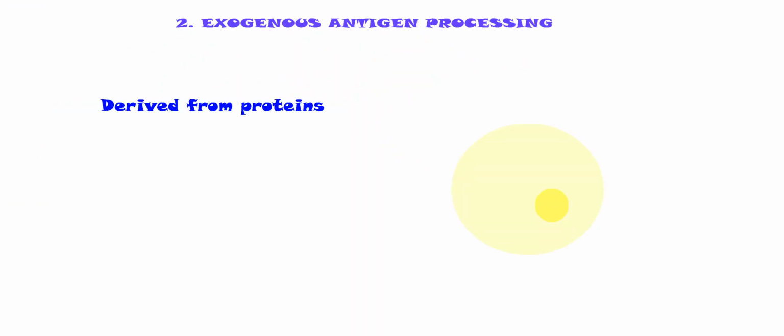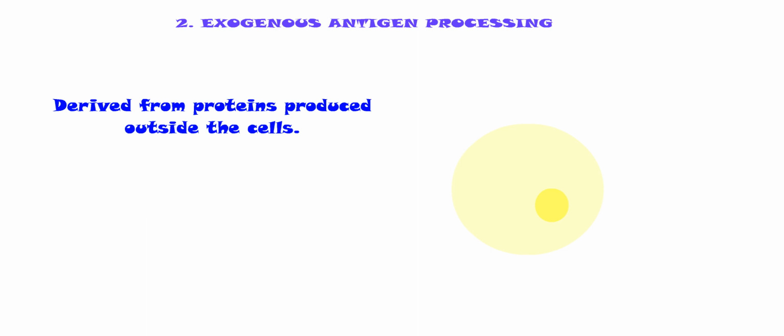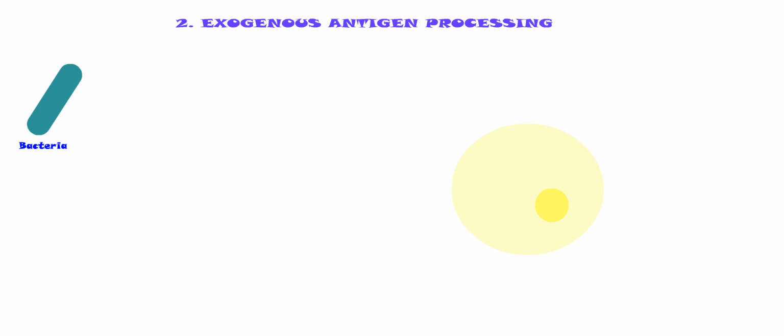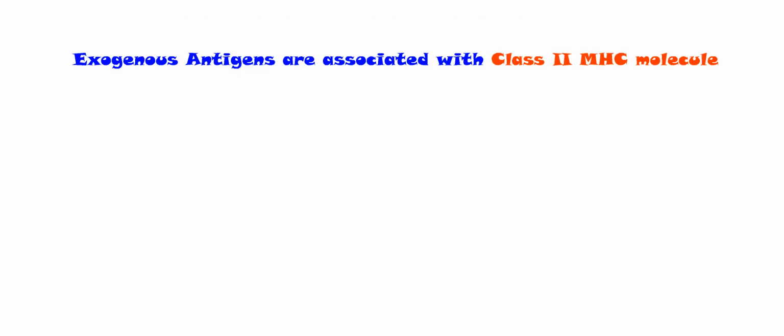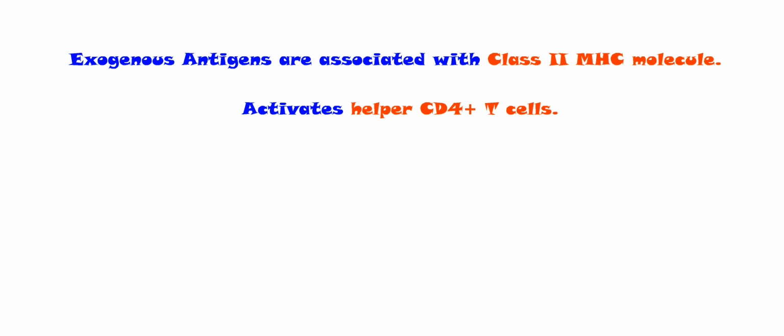Exogenous antigens are derived from proteins produced outside the cell. These include various bacterial, viral, protozoal, fungal and parasitic antigens which are derived from outside the body. Exogenous antigens associate with class II MHC molecules that activate helper CD4 plus T-cells for providing help to B and TC cells.